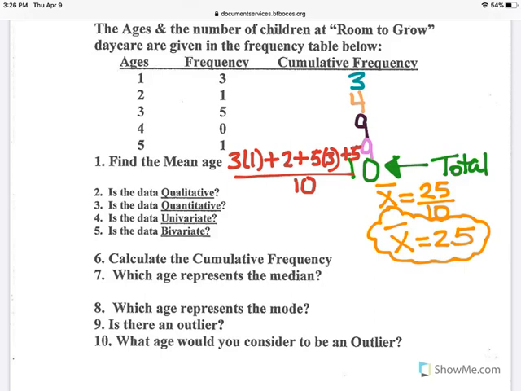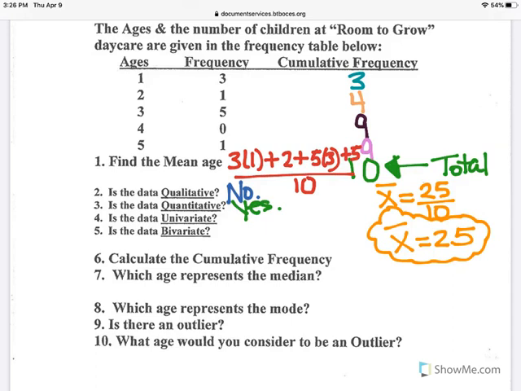Now for the next part, we can answer just yes or no. So for 2, 3, 4, and 5, these are yes or no questions. Is the data qualitative? Remember, qualitative is quality. You're dealing with descriptive things, you're dealing with opinions. It can't be using any numbers. So that's going to be a no, because this data is quantitative. Quantitative means that it has to deal with numbers. Since we're talking about ages of kids, it has to be numbers.